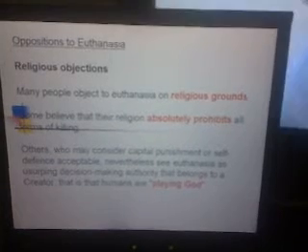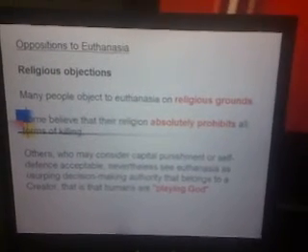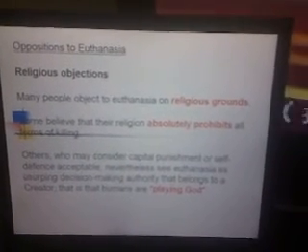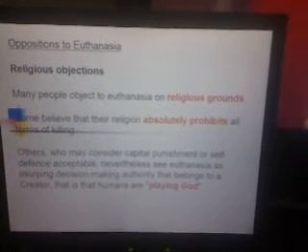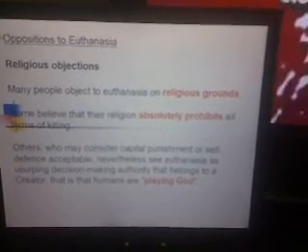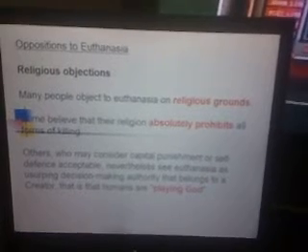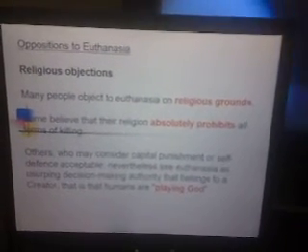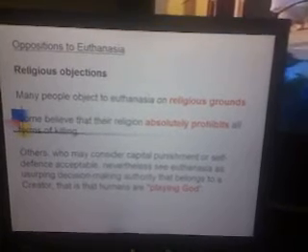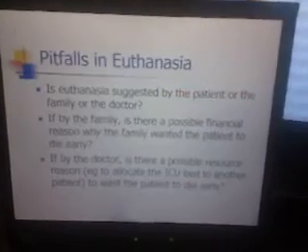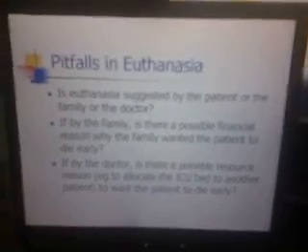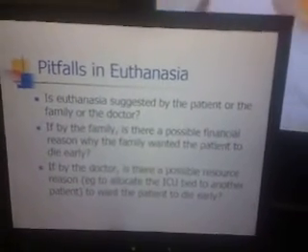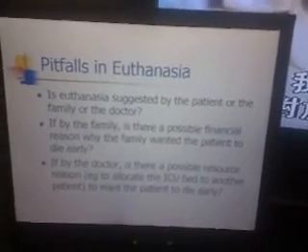An example of a religious reason: many people object to euthanasia on religious grounds because they believe that religion absolutely prohibits all forms of killing. So in this aspect, people will say that you should not perform euthanasia because this is against what the religious teaching is.